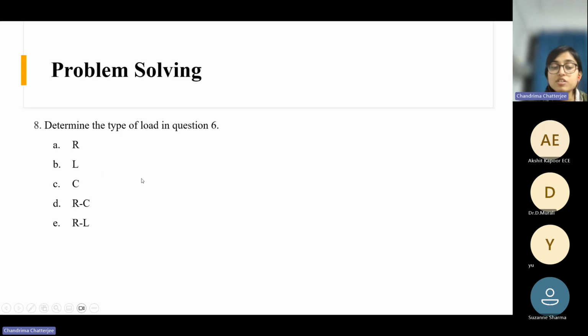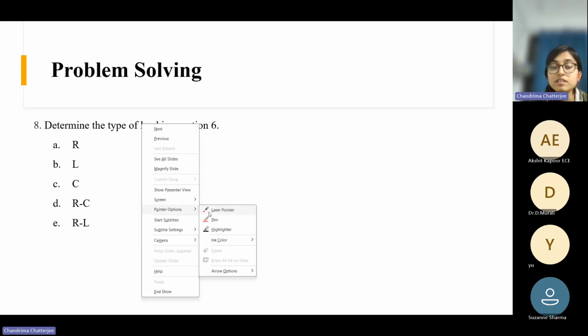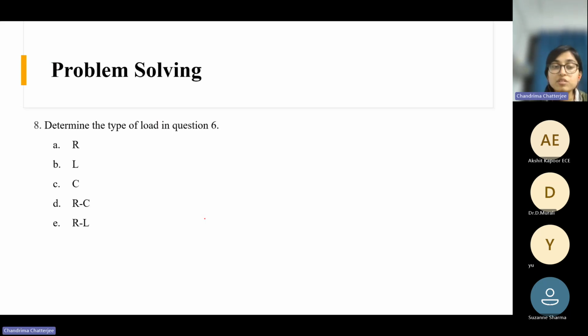So we already saw that it was an RC type of load. Otherwise, the current wouldn't lead the voltage. The current here was leading the voltage, so definitely it is an RC type of load, and it is not purely capacitive. Why? Because the lead angle was less than 90 degrees. If it was a purely capacitive load, then the lead angle would be exactly 90 degrees, but it was 30 degrees. So that's why it is an RC load.